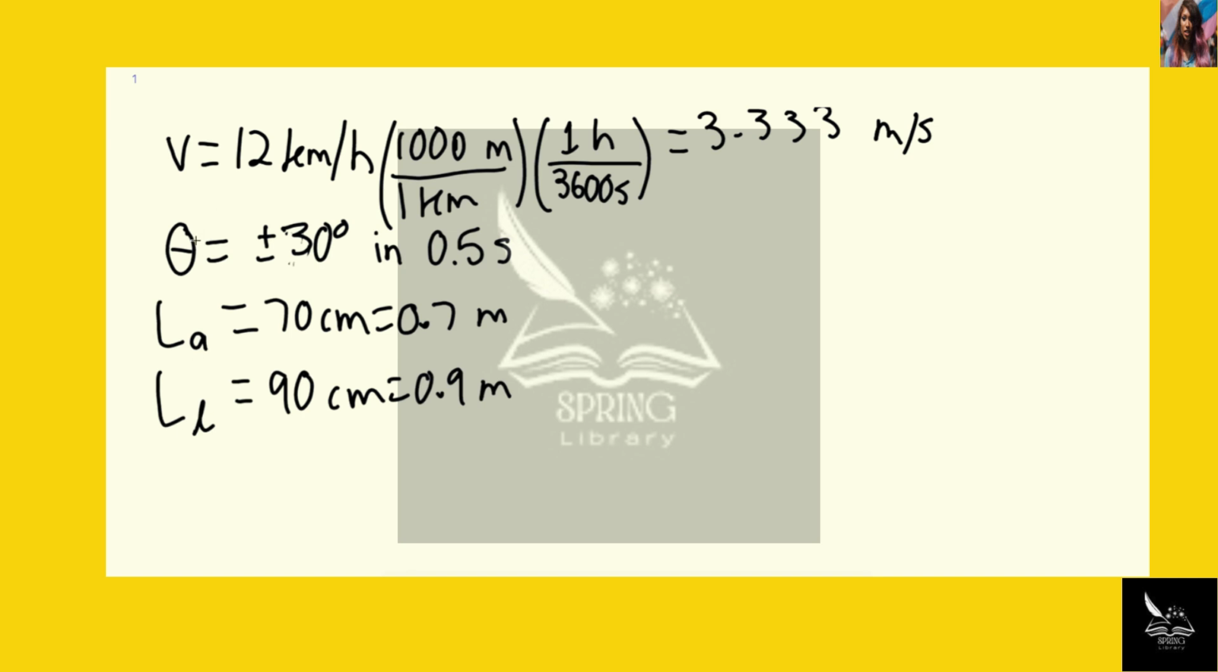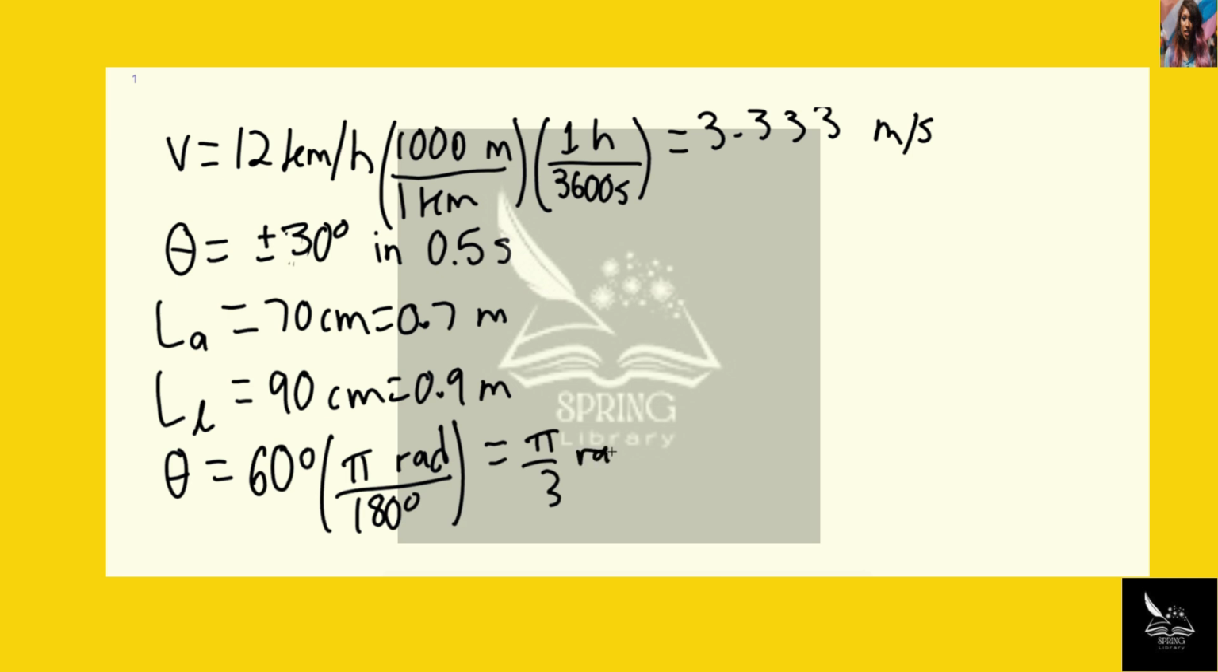And then we have theta, which in this case, because it's plus or minus 30 degrees in half a second, we're going to say 60 degrees, and we'll say pi radians for every 180 degrees. And this is going to be pi over 3 radians, and then we can say delta t equals 0.5 seconds. At this point, they want us to find the average angular velocity.